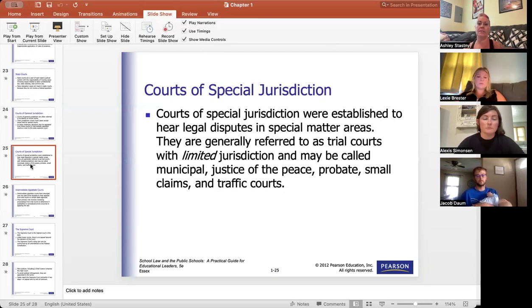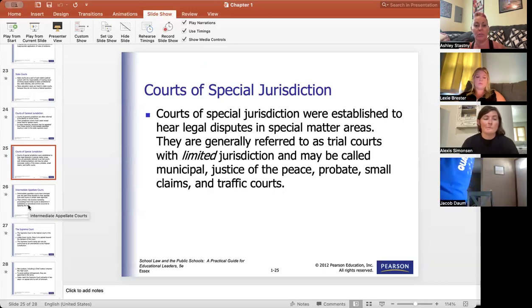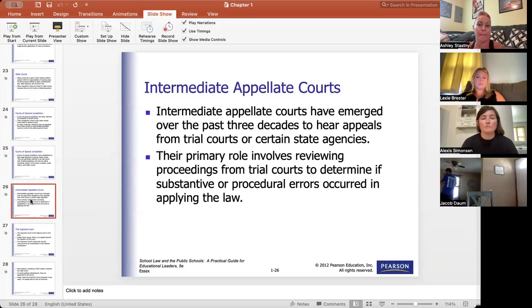So courts of special jurisdiction generally hear legal disputes in special areas. They are referred to as trial courts with limited jurisdiction and may be called municipal or justice of the peace, probate, small claims, or traffic courts. So basically anything that falls just outside the general court, more specialized, specific matters.